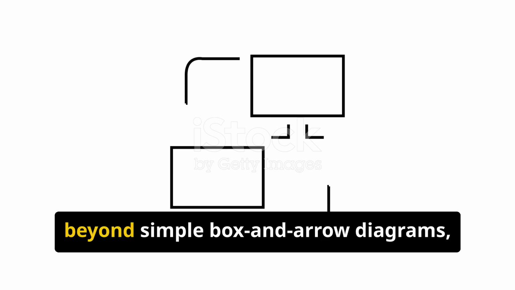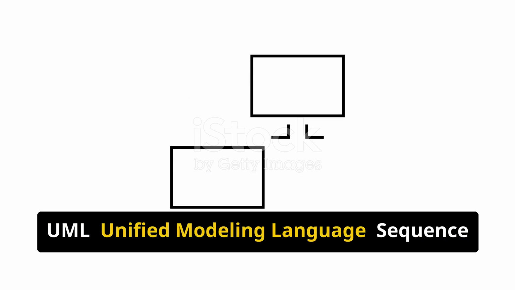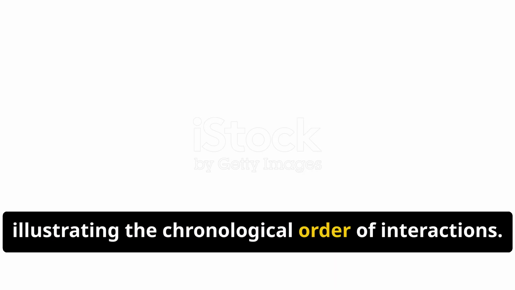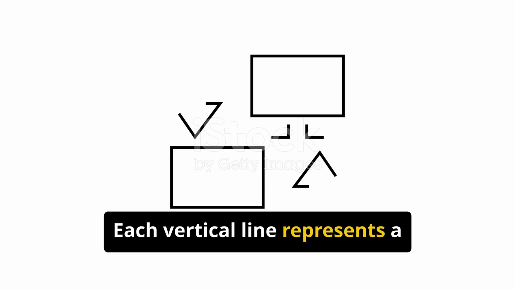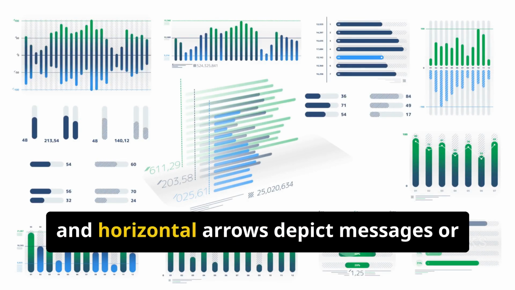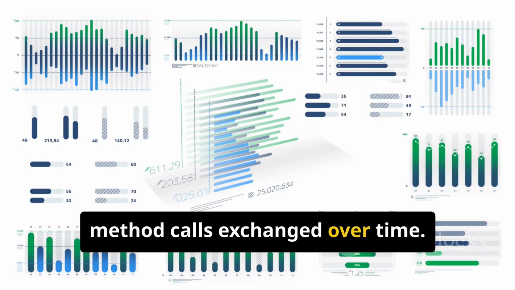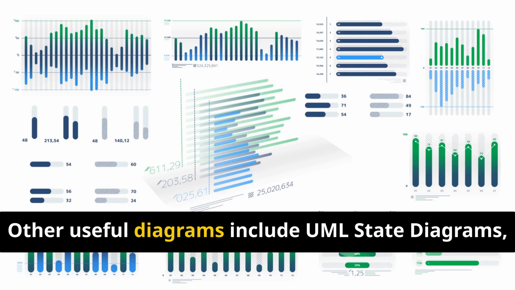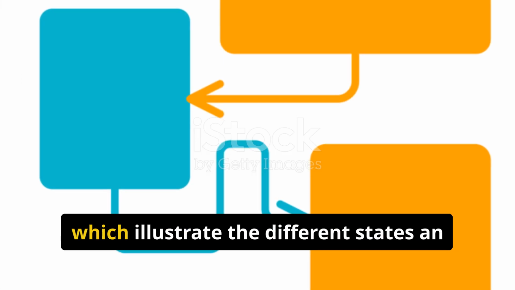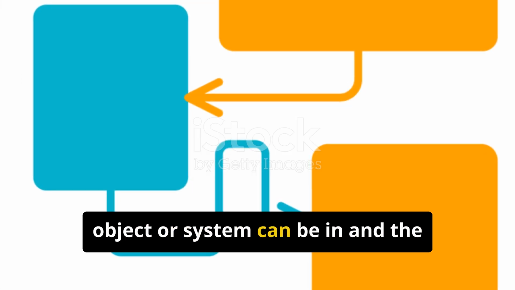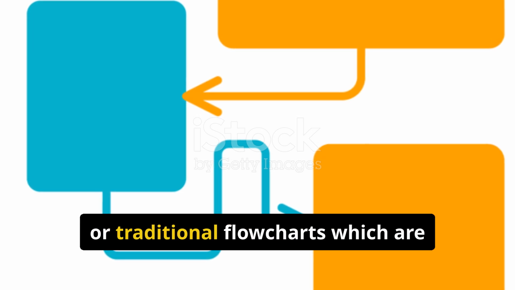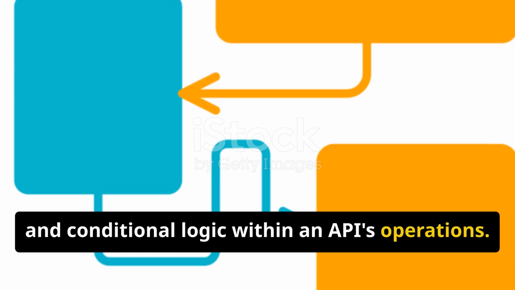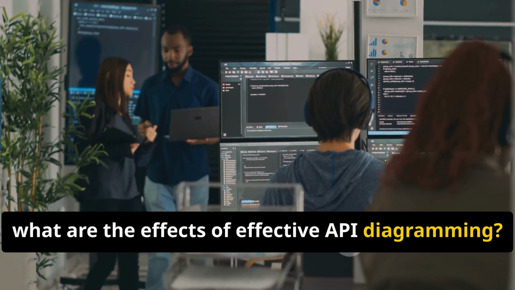When we talk about diagramming, beyond simple box and arrow diagrams, UML, Unified Modeling Language, sequence diagrams are incredibly effective for illustrating the chronological order of interactions. Each vertical line represents a participant or object, and horizontal arrows depict messages or method calls exchanged over time. This provides a clear trace of the execution flow. Other useful diagrams include UML state diagrams, which illustrate the different states an object or system can be in and the transitions between them, or traditional flowcharts, which are excellent for mapping out decision trees and conditional logic within an API's operations.